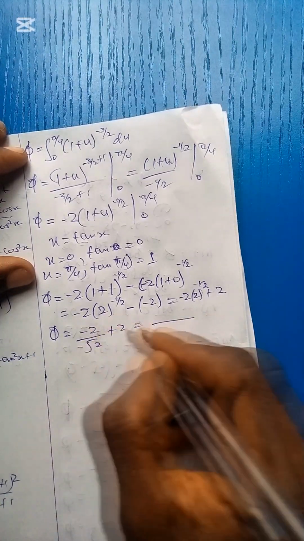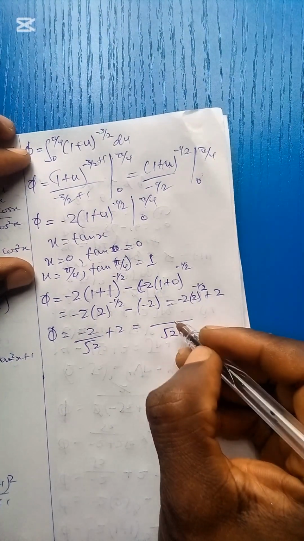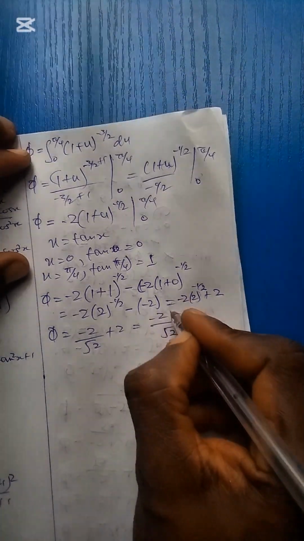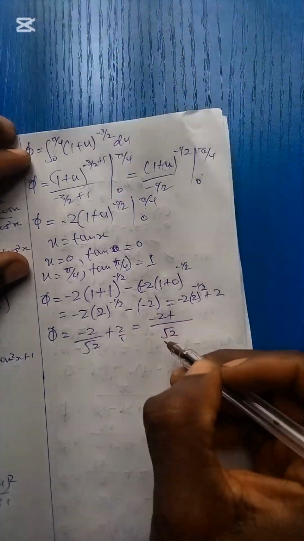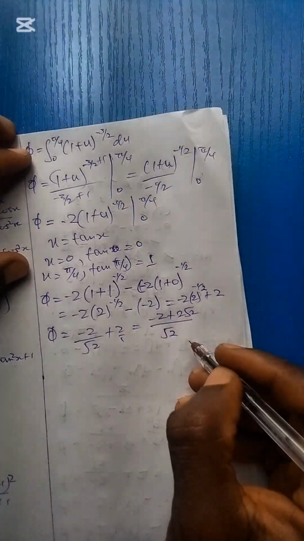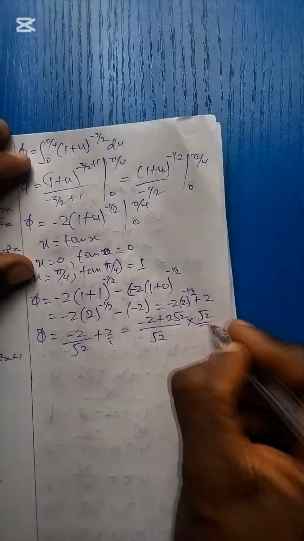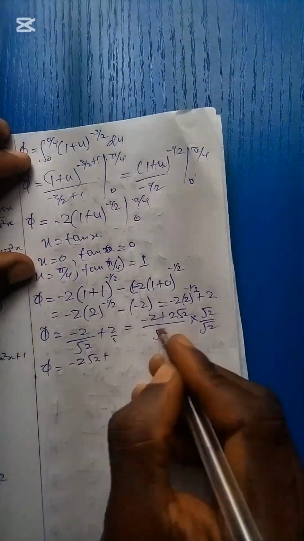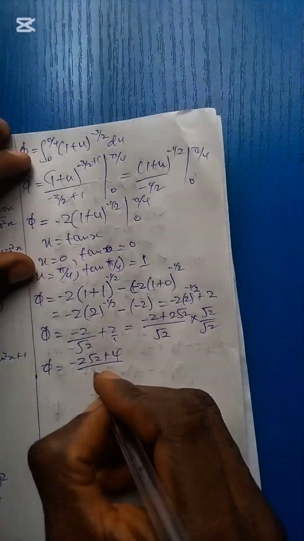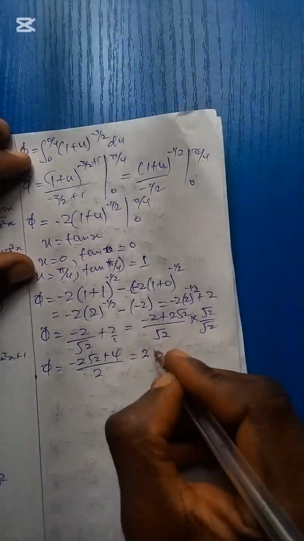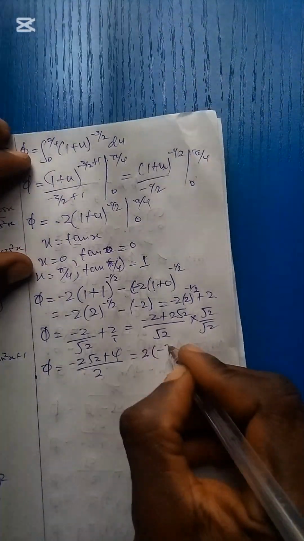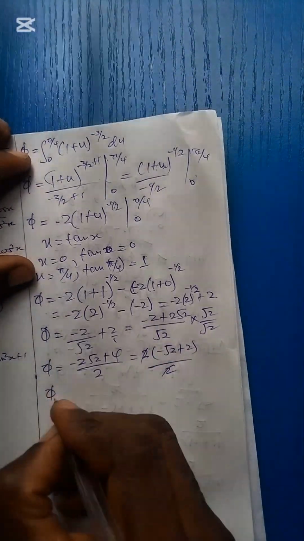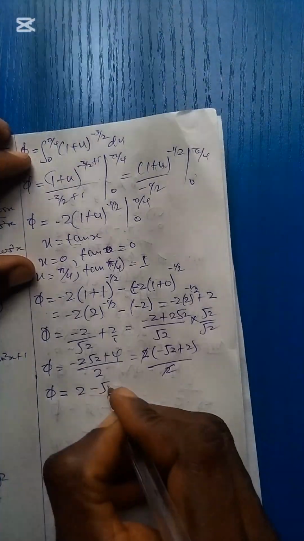Let us now convert it into a single fraction. The LCM is root 2. Root 2 divided by root 2 is 1. 1 times minus 2 is minus 2, plus root 2 divided by 1 is root 2, times 2 is 2 root 2. I also need to rationalize the denominator. So phi equals minus 2 root 2 plus 2 times 2 is 4 all over 2. So we now have 2 as the common factor, then minus root 2 plus 2 divided by 2, where this and this will cancel out. And so phi is equal to 2 minus root 2.